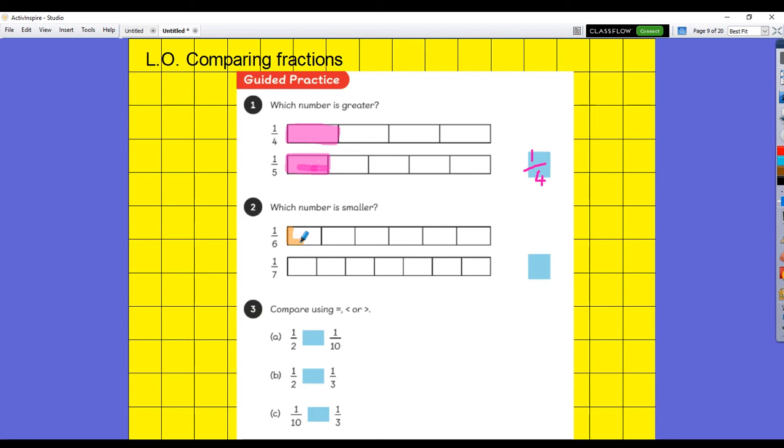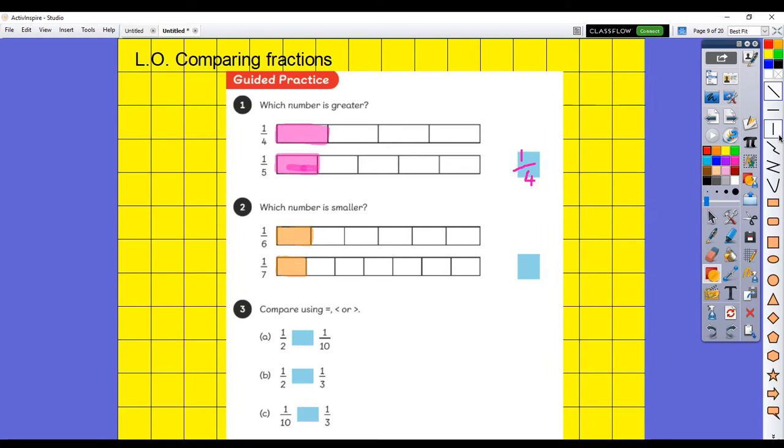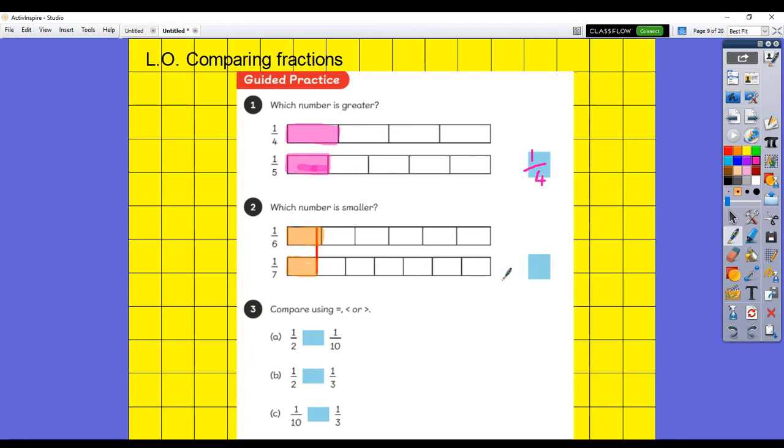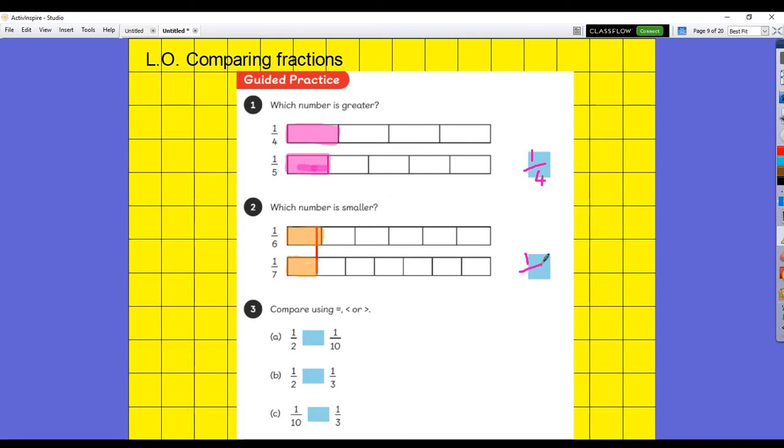So which number is smaller? 1/6, let's have a look, or 1/7? Okay, so let's think about the key vocabulary here, which is smaller. Well, let's get our ruler so you can really clearly see, because you might not see that clearly. You can see here that 1/7 is smaller than 1/6. Okay, so now compare using the equal sign, the smaller than or the greater than sign. Remember what these signs mean: equal to, smaller than, or greater than.